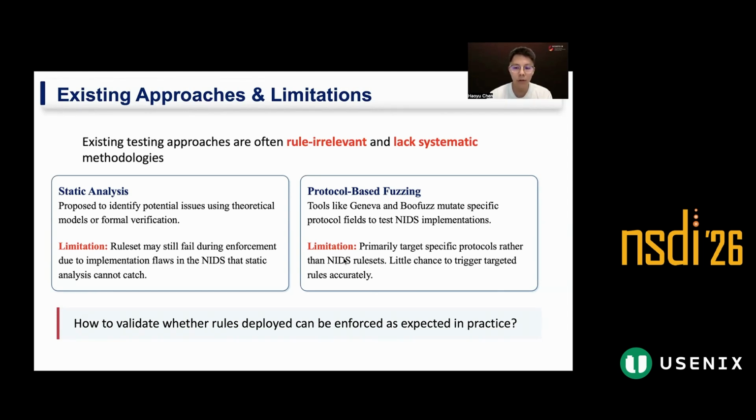The second line is protocol-based fuzzing. Tools like Geneva and Bufas mutate fields inside specific protocols to test NIDS behavior. These tools are very useful in their own domains, but they don't target the detection rules. So there's very little chance that their generated packets will actually trigger the rules deployed in the NIDS. In short, existing approaches are rule irrelevant and they lack a systematic methodology.